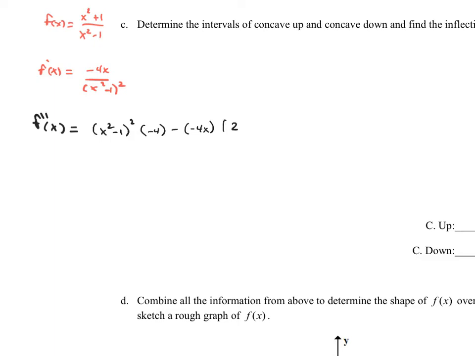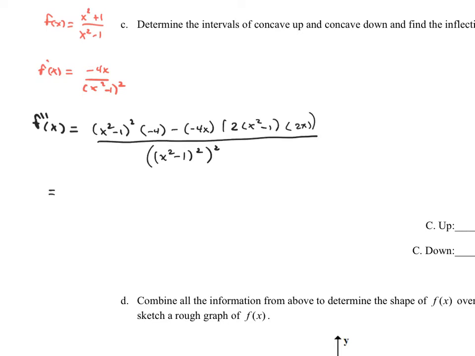Bring down the power of 2, keep the inside exactly the same, so that's x squared minus 1, to the power minus 1, so that would be to the first power, but never forget, with chain rule, you have to take the derivative of the inside. The derivative of x squared minus 1 is 2x. All of this is over (x squared minus 1) squared, but then we need to square that, so that it's really going to be (x squared minus 1) to the fourth.